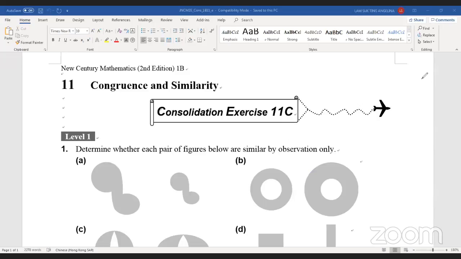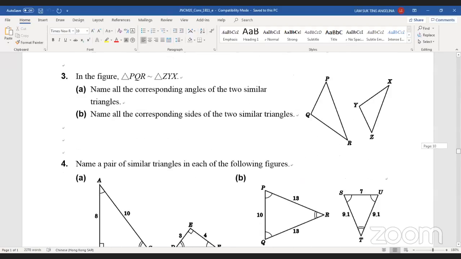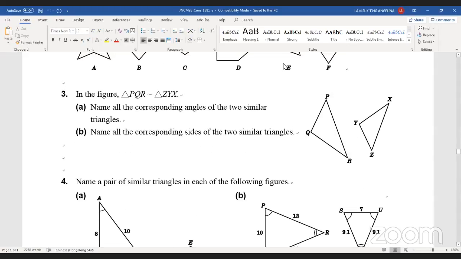And then for the next type, let me just remind you once again, for this one, you are told that these two triangles are similar. Therefore, you don't need to decide whether they are similar or not. They are similar. And then name all the corresponding angles and sides of the two similar triangles.